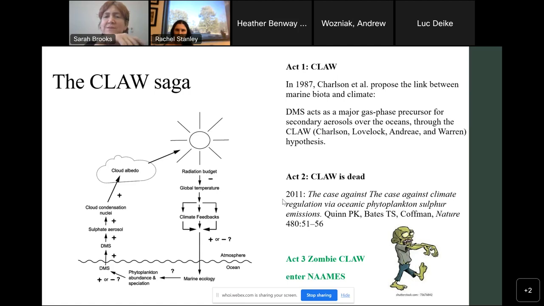But then scientists went out and tried to prove the CLAW hypothesis. And many efforts were made to try to prove the CLAW hypothesis, which got us up to 2011, a point where Patricia Quinn wrote a very compelling article against the CLAW hypothesis and basically said CLAW is dead, because there was not compelling field evidence that the aerosol and CCN measurements really were driven by the DMS.